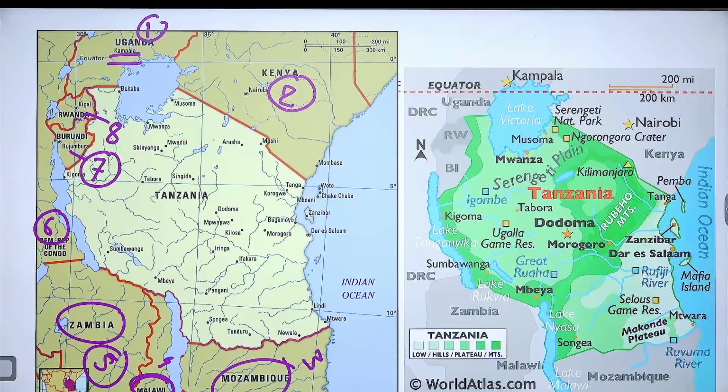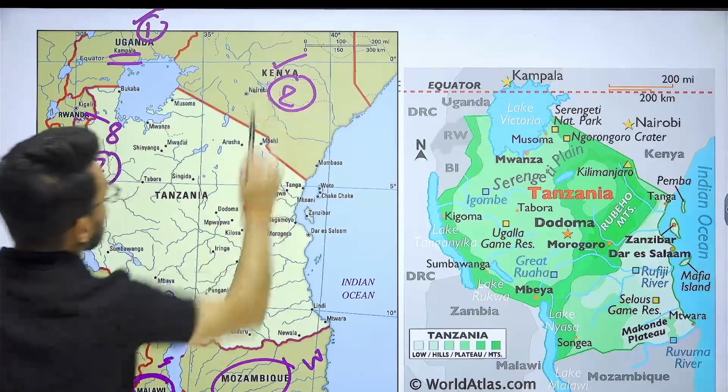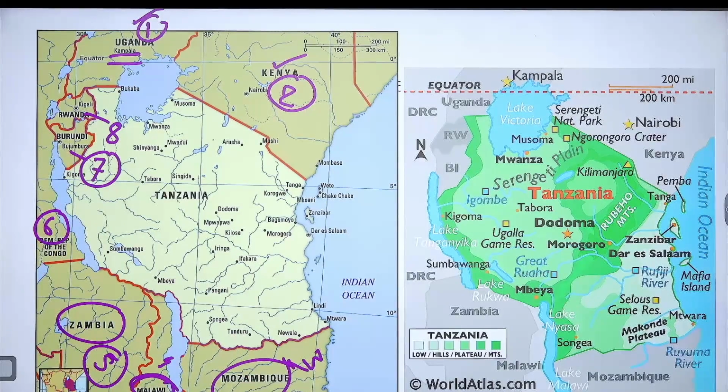Again, let's start at 12 o'clock. Uganda is there. Then Kenya. Then Mozambique, Malawi, Zambia, Democratic Republic of Congo, Burundi, and Rwanda. Okay, so these are the 8 countries that share a border with Tanzania.